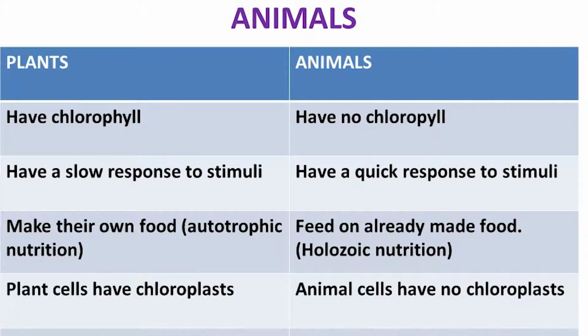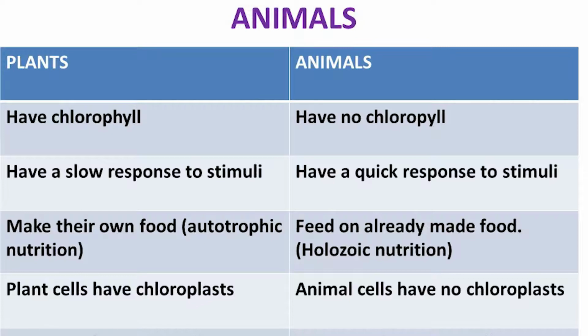Let's look at the differences between plants and animals as some of the major groups of living things. Plants have chlorophyll while animals have no chlorophyll. This is why plants are able to make their own food, and animals cannot make their own food. Plants have a slow response to stimuli, while animals have a quick response to stimuli. Since plants have chlorophyll, we can say they are able to make their own food, while animals feed on already made food.